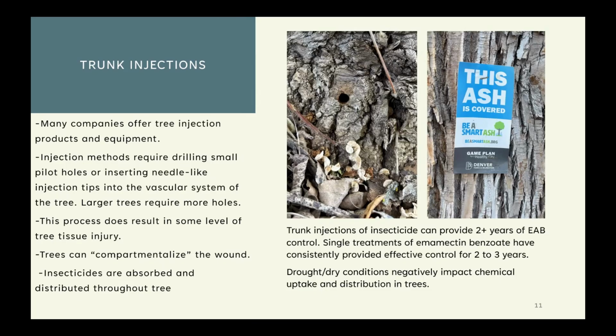Trees can compartmentalize wounds. They don't necessarily heal, but they do seal off areas of injury. And so trees can compartmentalize these small wounds. The insecticides are absorbed through those holes or insertion areas, and then that product is dispersed and translocated throughout the tree's entirety and all the parts of the tree, providing thorough coverage. Trunk injections of insecticide can provide 2 or more years of EAB control.